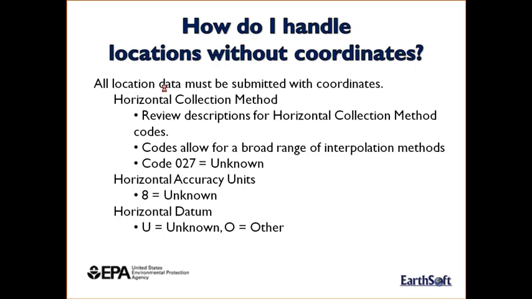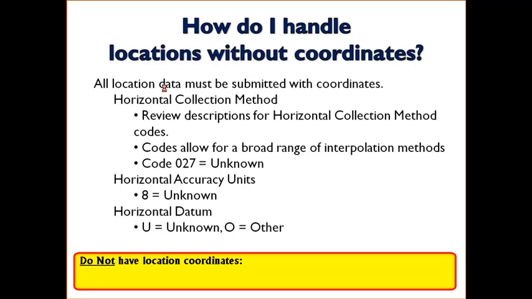Did you actually have it surveyed, or did you pick it off a map, or what was your collection method? If you do not have coordinates for your location, then at a minimum you need to decide where that's going to be. And what EPA Region 2 is recommending is you pick the center point of the facility and use that as your coordinate.